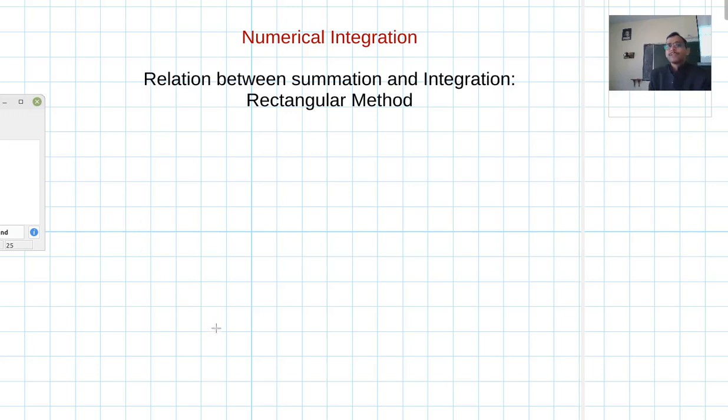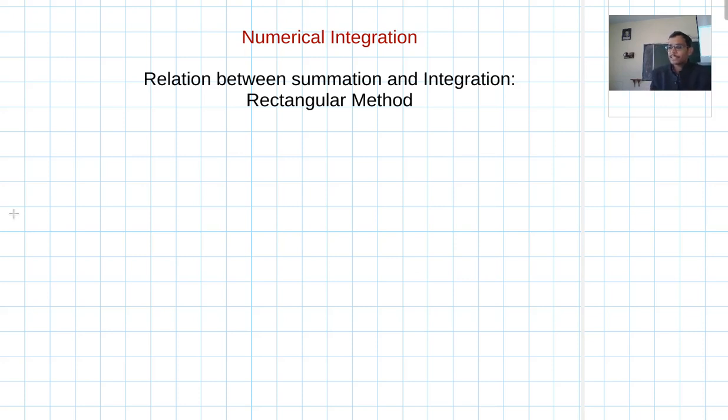Okay, so today I will start with a new section, that is numerical integration. And here, first of all, I will talk about what the relationship is between summation and integration, or how summation is related to integration. And then under this I will discuss with you the rectangular method, right? And it's a very beautiful method.